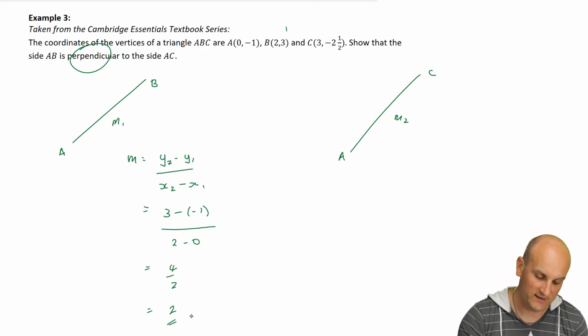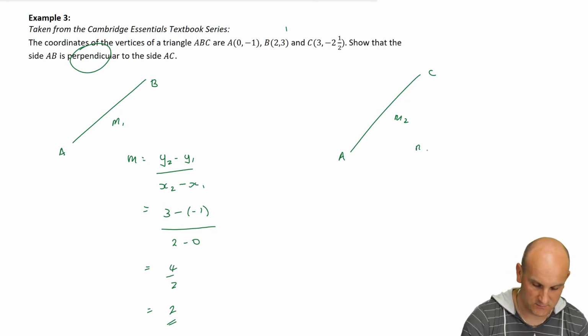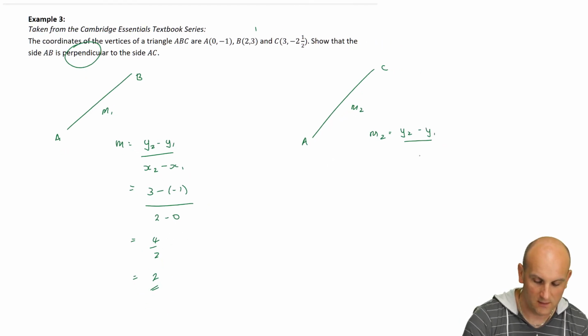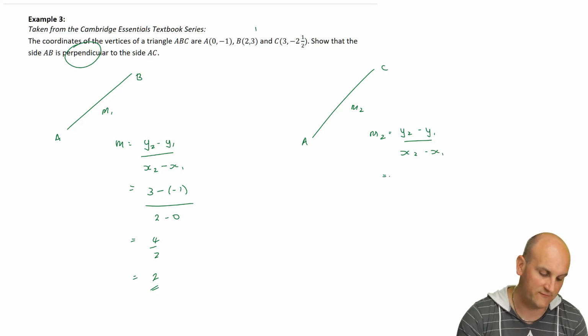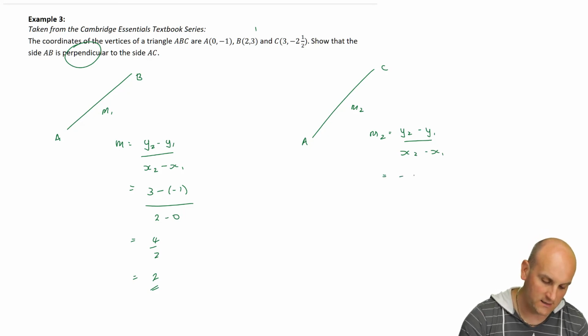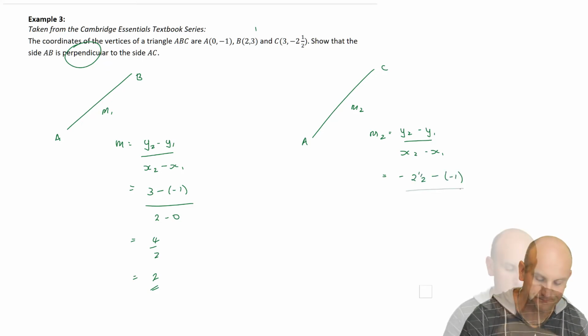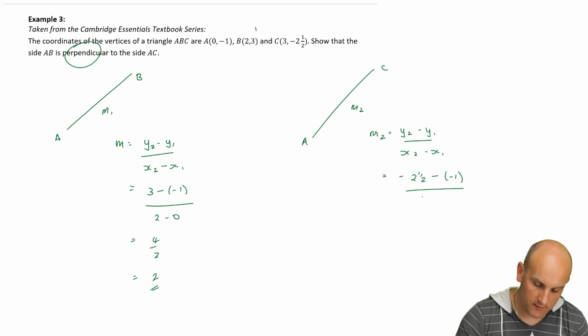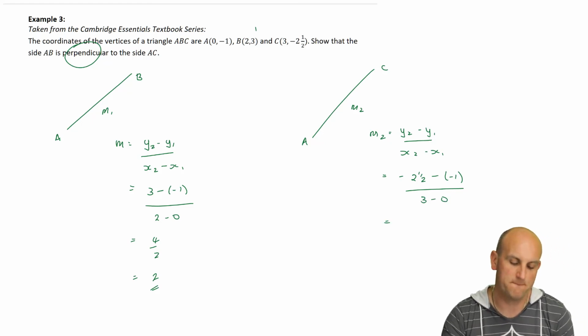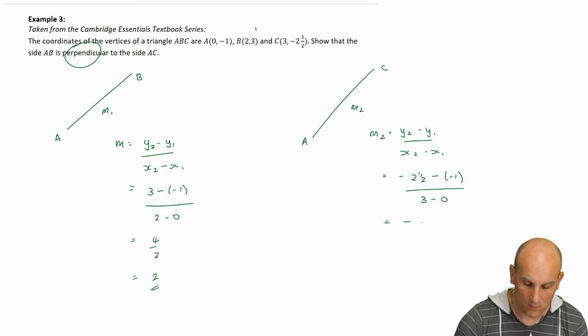How am I going to work out the gradient of AC? The same way. So in this situation, M2 is equal to Y2 minus Y1 over X2 minus X1. So substituting in now, making sure that we have A and C. So it's minus 2.5 minus 1, and so 3 minus 0 goes on the bottom. And then, so what do we have? So minus 2.5 minus 1 is minus 1.5 divided by 3.